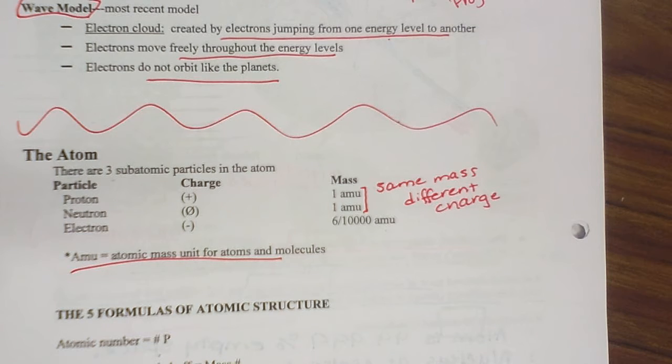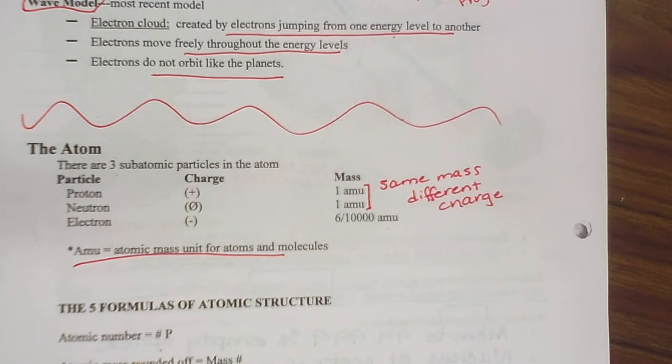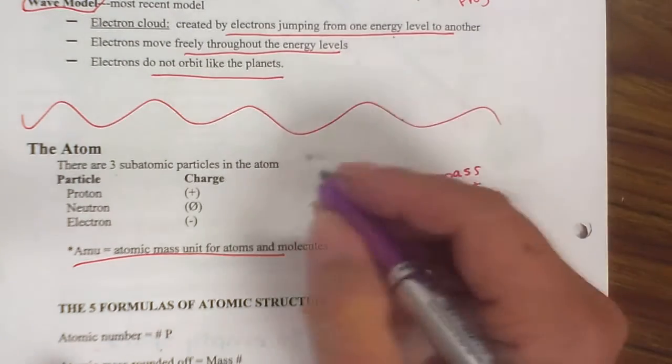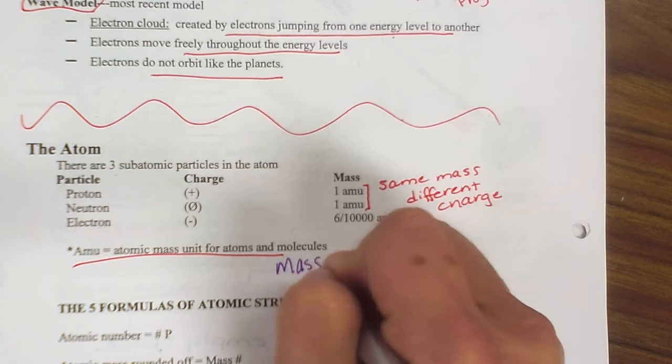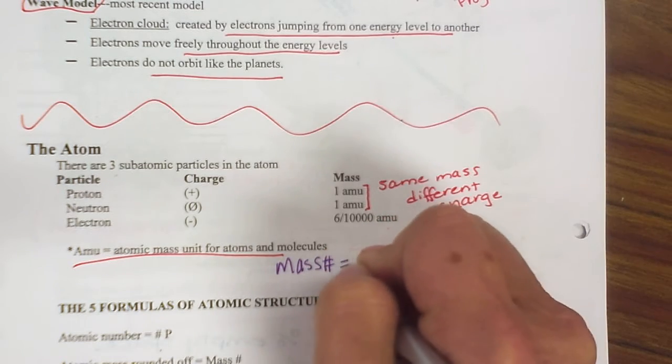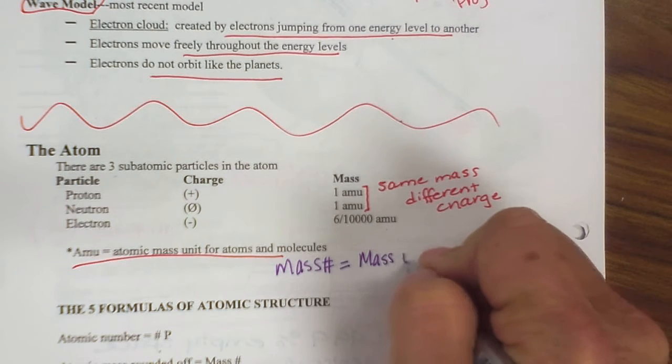Yesterday we talked about the protons and the neutrons having the same mass but having different charges. And today, we talked about the atomic mass being a unit that was designed specifically for atoms and molecules because the gram is too small. So the mass number is equal to the mass of the nucleus.